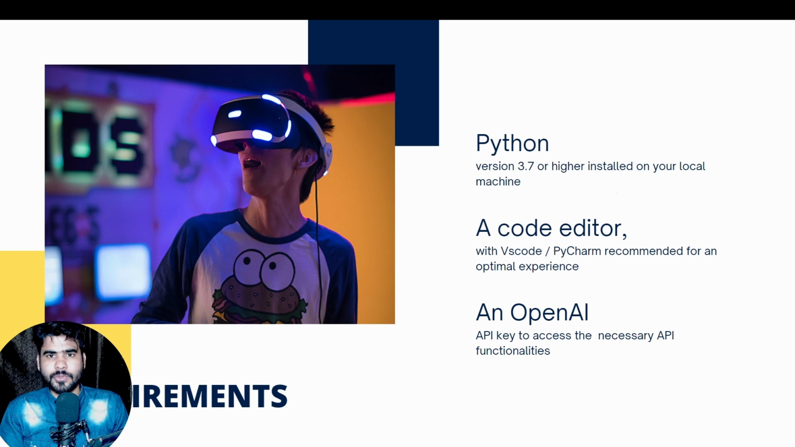Now it's totally up to you. You can use PyCharm or VS Code or Spyder, but I will recommend you try to use VS Code because it's an easy-to-use application. Now, OpenAI API, so we need an OpenAI API key as well. I will even show you how you can generate an OpenAI API key.